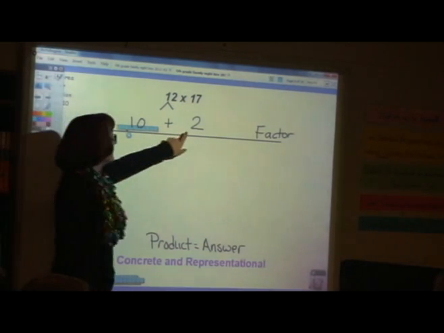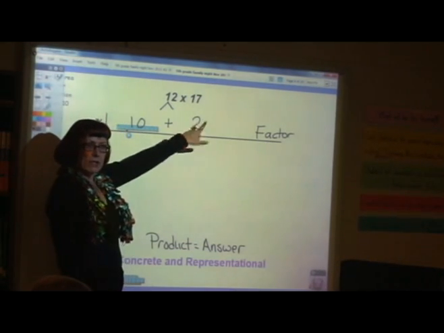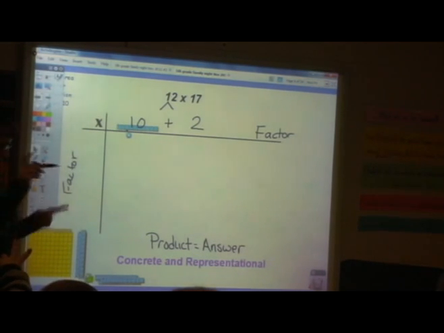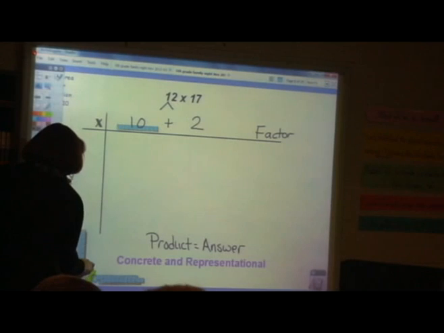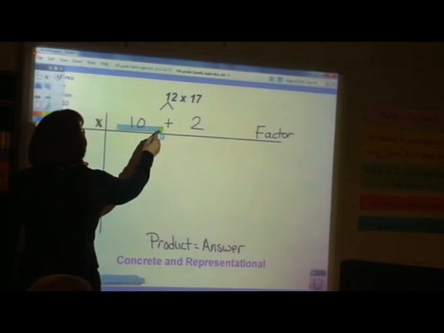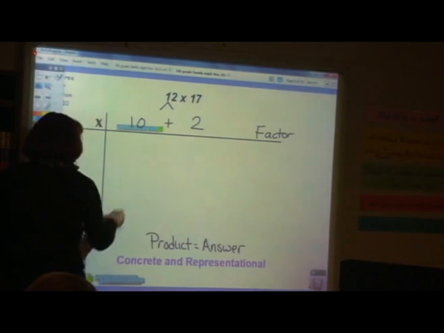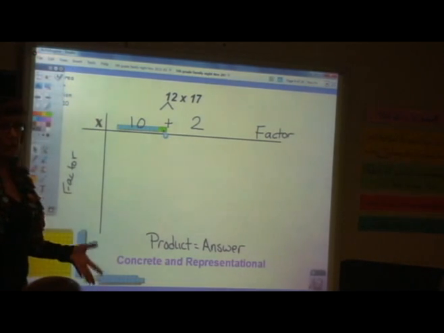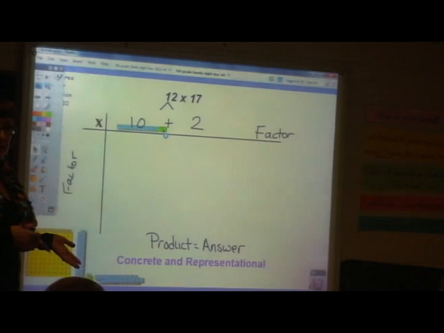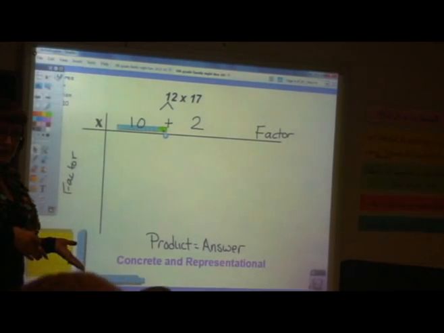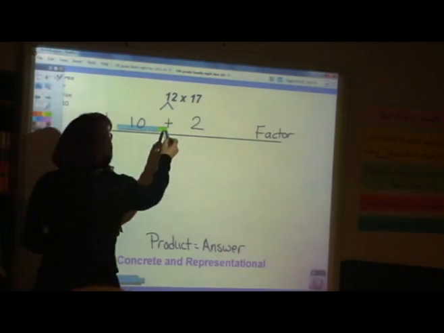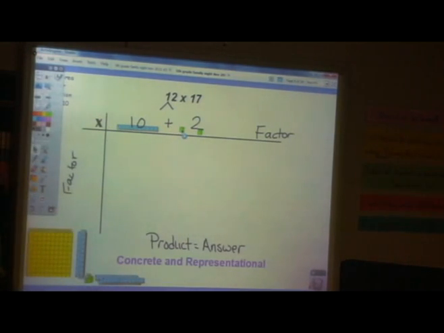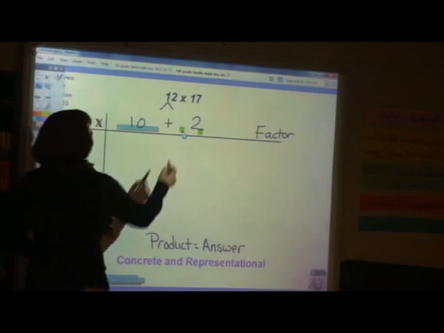All right, this is 2 ones, so how will we represent 2 ones? Two of the little cubes. Yours are orange and mine are green. Now when we do this, we are making an area model. Area is length times width with no gaps and no overlaps. So you can't have them spread out all over the place. We are making a tight rectangle.